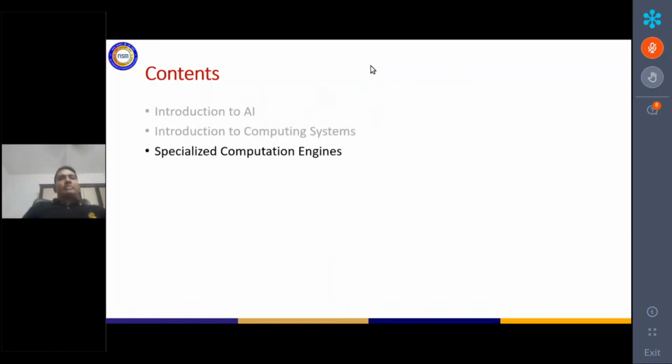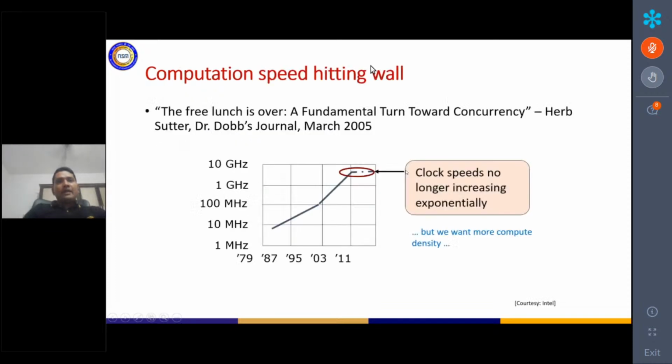So that brings us to the section where we will talk about these specialized computation engines. Now, if you see from the computation engine, the processors is the basic computation engine, and as you know, you cannot increase the clock speed anymore due to the end of Dennard scaling, and the power wall is hitting, and that's why you cannot get more than a particular fixed clock frequency that is available nowadays in the processors or computation engines.